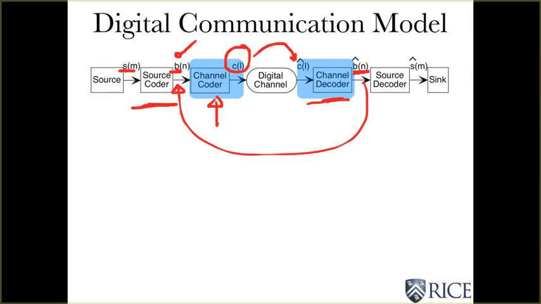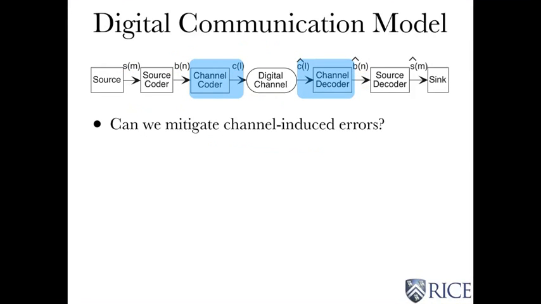So this may seem like magic. How can we compensate for errors that the channel introduces after they've occurred? It's actually pretty straightforward to see how you can do that, but generating efficient error correcting codes is somewhat tricky. So can we mitigate channel induced errors? Absolutely. And these lead to the error correcting codes, which are commonly known as ECC.